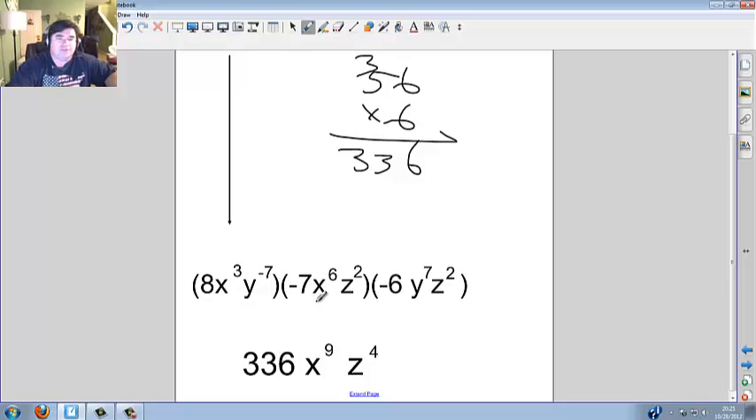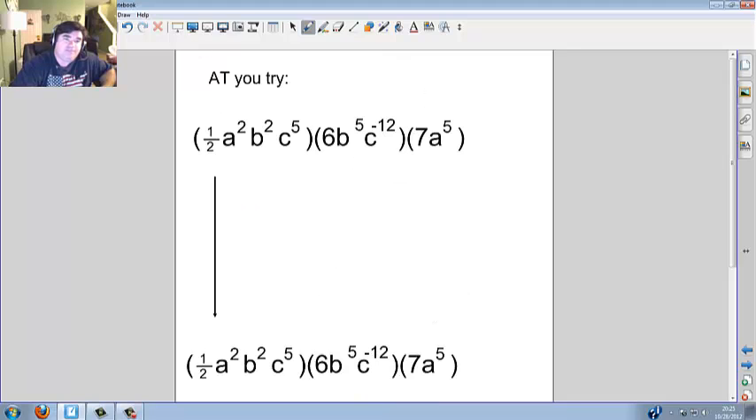3 x's and another 6 x's make 9 x's. Boom. Losing 7 y's, but I'm gaining 7 y's. They cancel. Oh, z's. 2 z's and 2 more z's make z to the 4th. So there you have it.